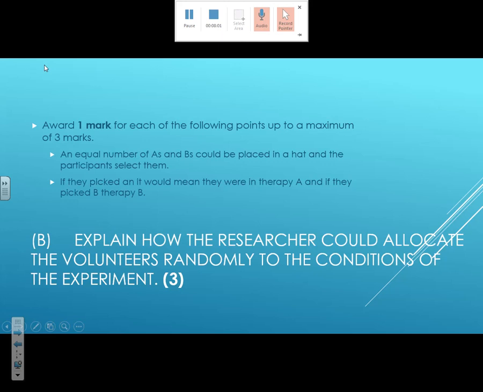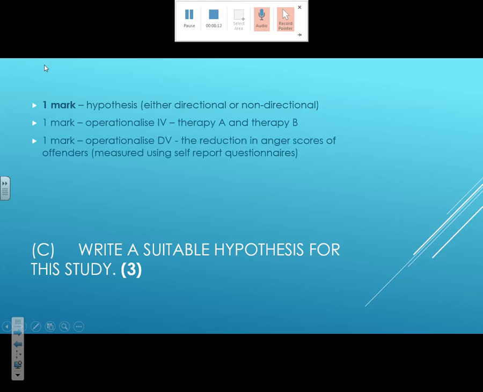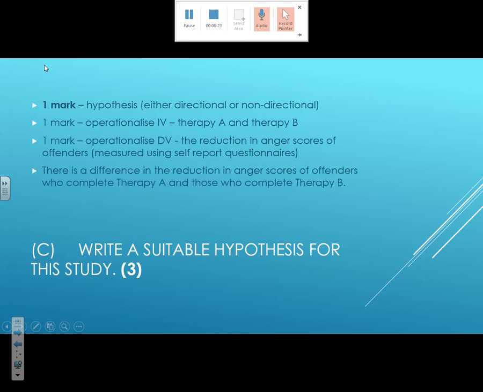And finally, write a suitable hypothesis. So 1 mark for the hypothesis. You can have either directional or non-directional. It's up to you. And then 1 mark for operationalising the IV, mentioning therapy A and therapy B, and 1 mark for operationalising the DV, the reduction in anger scores of offenders measured using self-report questionnaires. So it's the reduction in anger scores. It's the difference between the 1st and the 2nd anger score.